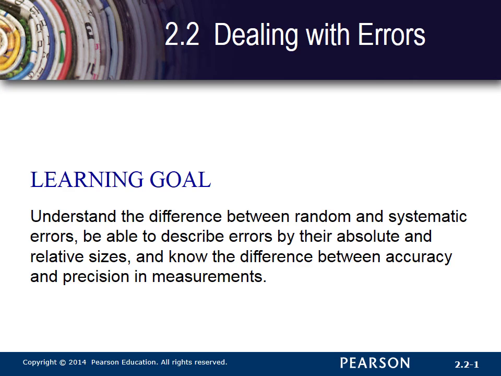So today we're going to be focusing on vocabulary dealing with errors, and actually do a little bit of computation, so you'll want to have a calculator handy. We're going to be discussing the difference between random and systematic errors, as well as be able to describe errors by their absolute and relative sizes, plus know the difference between the two terms accuracy and precision. They sound like they're alike, but in statistics they are slightly different.